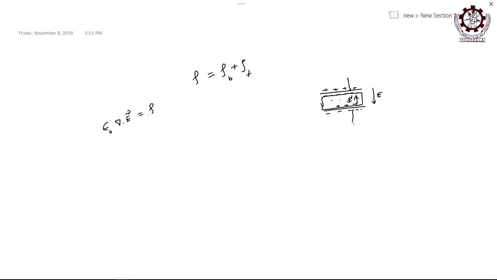Gauss law tells us the divergence of the electric field must be equal to the charge density divided by epsilon 0, so epsilon 0 times the divergence will be equal to the charge density. Now what is this charge density? It is the bound charge density plus the free charge density: rho equals rho B plus rho F.